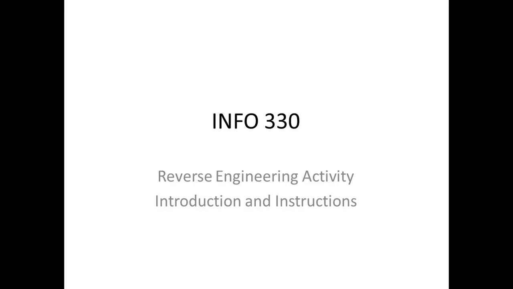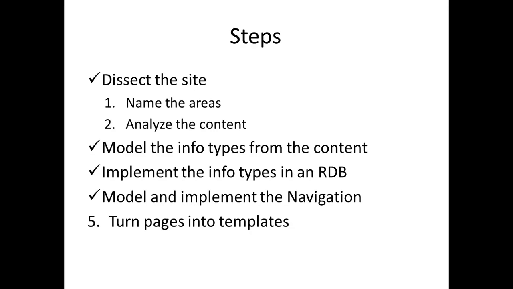Okay, so we've come almost all the way to the end of the first part of this class. We've dissected the sites, named all the areas, analyzed the content. We've modeled the content in a relational database. We've modeled and implemented the navigation. So we pretty much have an entire site taken apart and jammed into a database via the mechanism of the model of the information, the model of the access structures and the model of the information types.